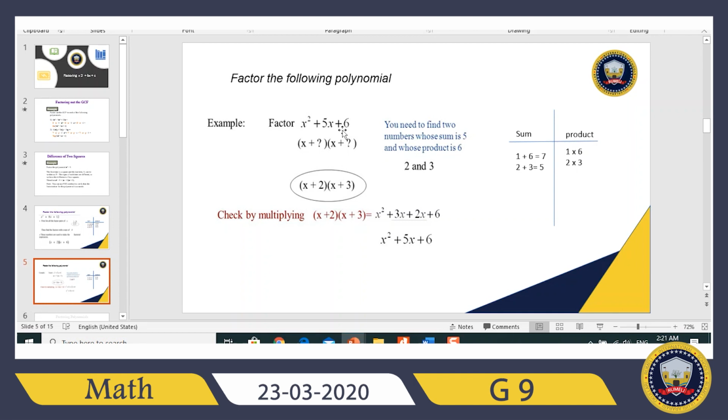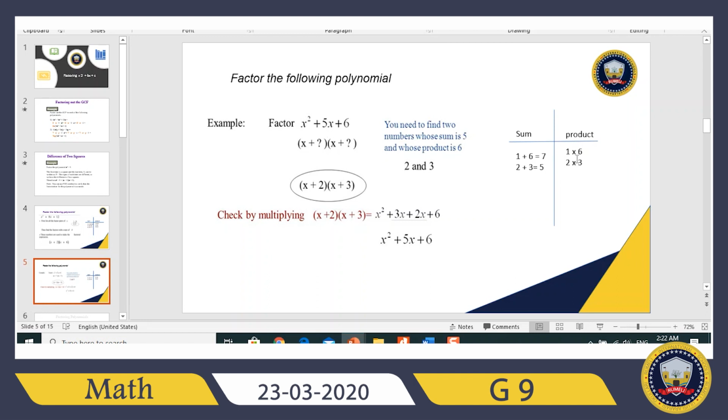What is the operation sign of the third term? It's a positive sign. So I will go in my rough paper and write the products. What does it mean, the product? What are the factors of 6? What are the numbers which I multiply together to get 6, and which, when I add them together, give me 5?